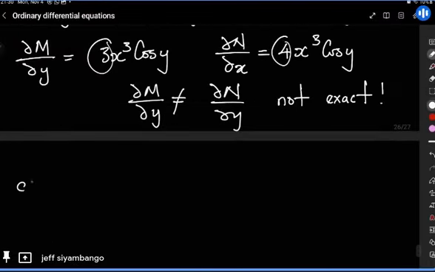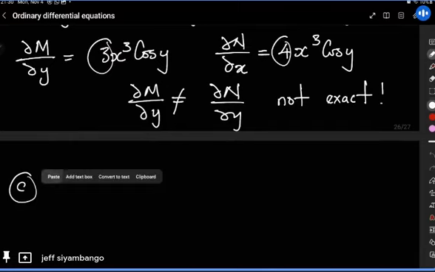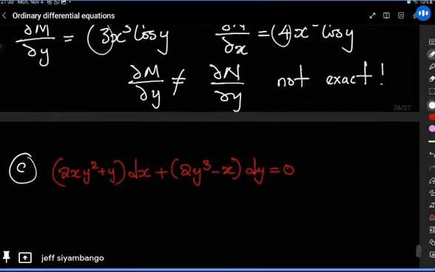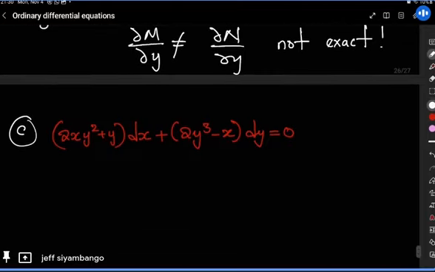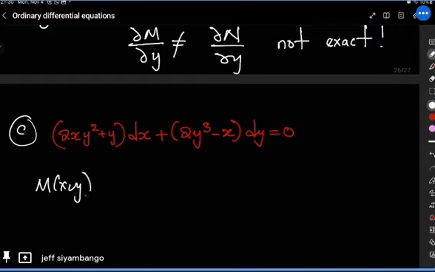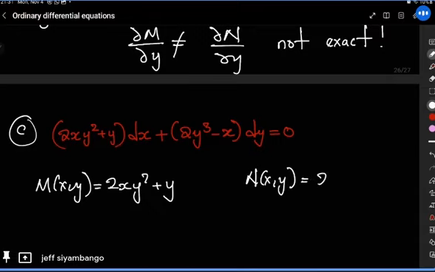So I hope at this point you're getting the hang of it. Checking whether it is exact or not is the straightforward part. Perhaps the only tricky part is working it out, but that is just routine once you know it is exact. So define M: we have 2xy squared plus y. Define N: and then we have 2y cubed minus x.